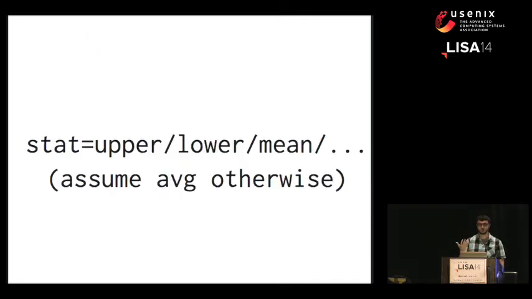And 2.0 also solves this because you can safely assume that every metric is an average, except if it says stat equals upper or lower or mean, or whatever summary statistic it is. And based on this, you can know, okay, this is how I should consolidate them together, and you know that your data will be sane.